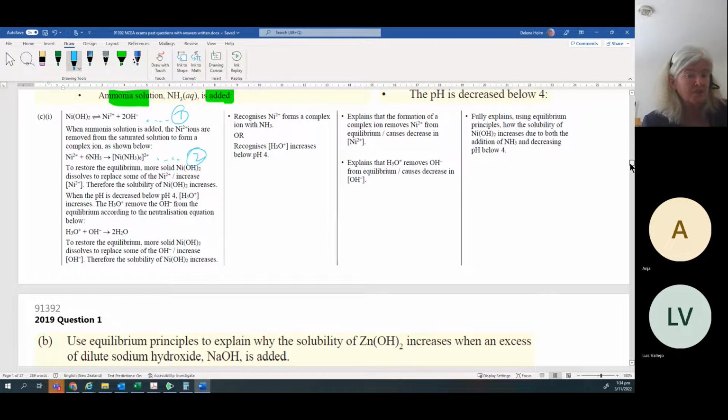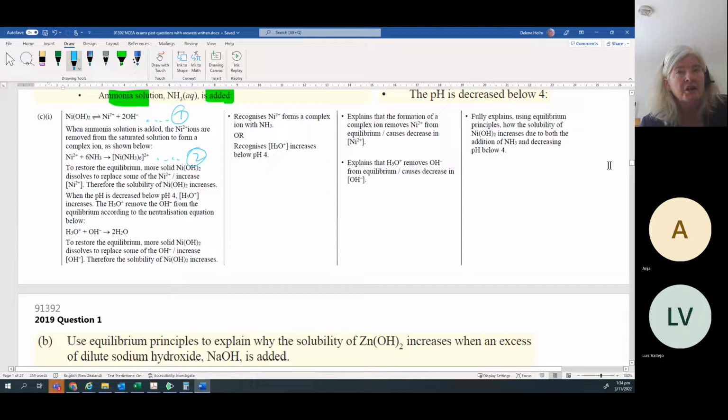Remember also that ammonia is a base. So the moment you put ammonia into water, it does form hydroxide. So there's that little trick as well with ammonia. And you'll notice that over here, when ammonia is added, the Ni are removed.